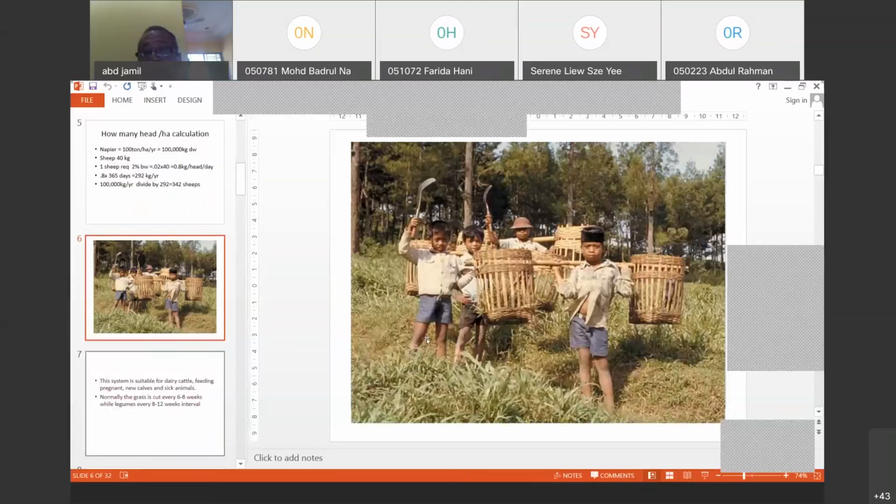Or this reminds me of childhood time, in those days, in the olden days, when you are still young, you go to school, but coming back from school, you go to the farm or to the area nearby to collect the grasses. This is what Shuko is doing.